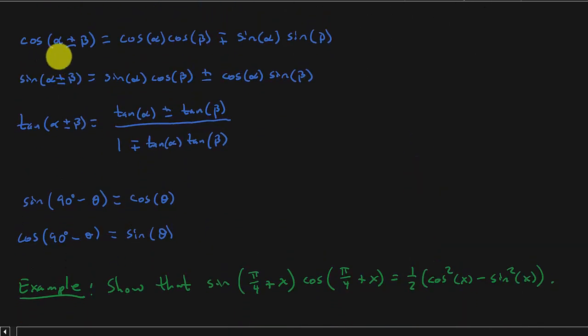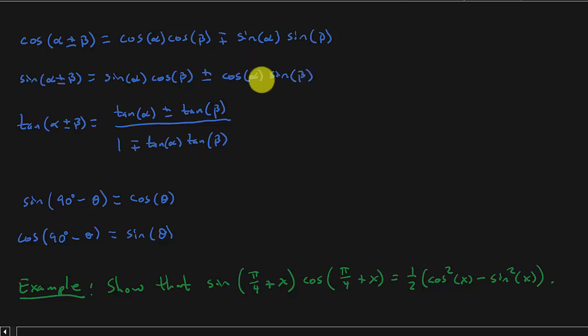All right, now here we've got sum and difference identities. These you would just have to memorize. It's cosine alpha plus or minus beta is equal to cosine alpha cosine beta minus or plus sine alpha sine beta. So what this means is cosine alpha plus beta is equal to cosine alpha cosine beta minus sine alpha sine beta. Or the other one, cosine alpha minus beta is cosine alpha cosine beta plus sine alpha sine beta. So if you're up here at the plus, you would have a minus. If you got a minus, you would use the plus.